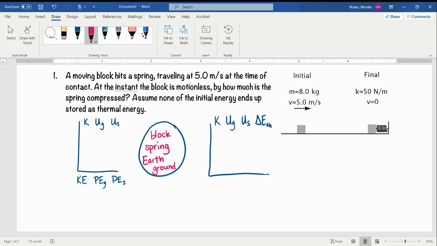Our next task, the one that is most commonly forgotten, but we want to make sure that we don't forget it, is defining our reference level. In this case, I'm going to choose the reference level to be the floor, and I'm just going to mark it on my diagram right here.